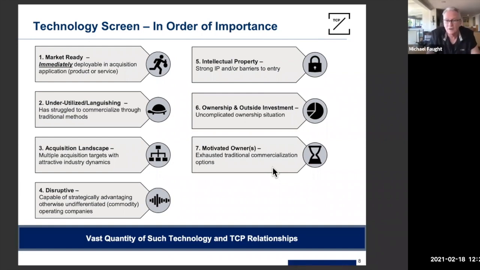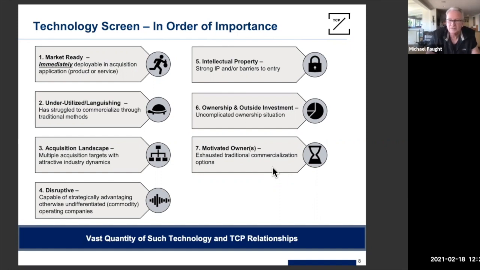But in any case, what we're looking for, number one, above all else, is the technology is immediately deployable. It needs no further time or money or regulatory approval in order to be deployed. It is turnkey technology. Number two, we're looking for this technology that is underutilized or languishing or dormant someplace. Maybe it's even been abandoned. 5 years ago, somebody developed some technology and maybe gained some early traction before they hit the wall and just shelved it and moved on with their life. There's a lot of technology that is just sitting on the shelf, gathering dust, waiting to be discovered. And not most importantly, but very importantly, is the acquisition landscape.